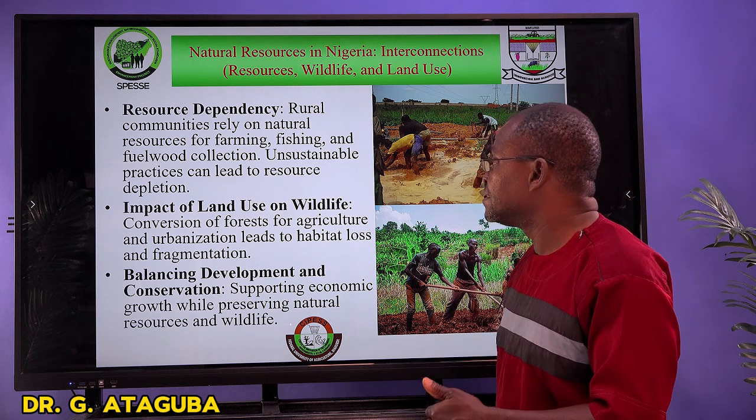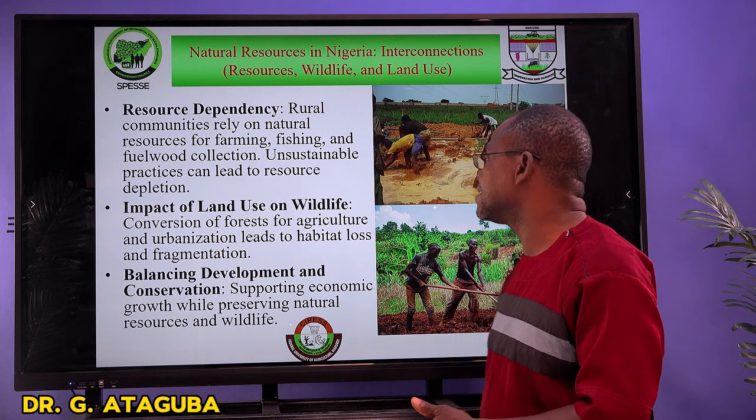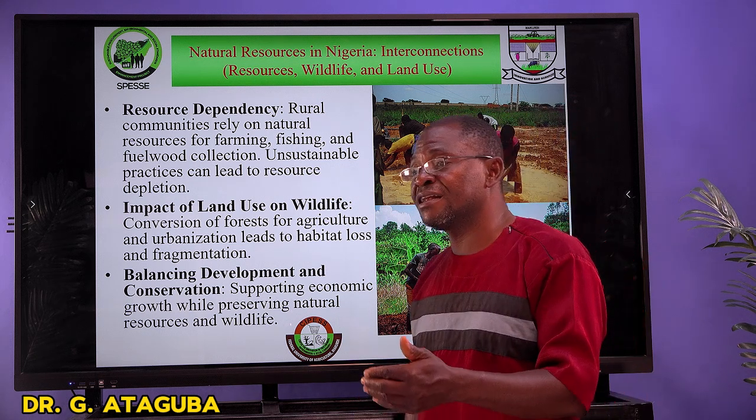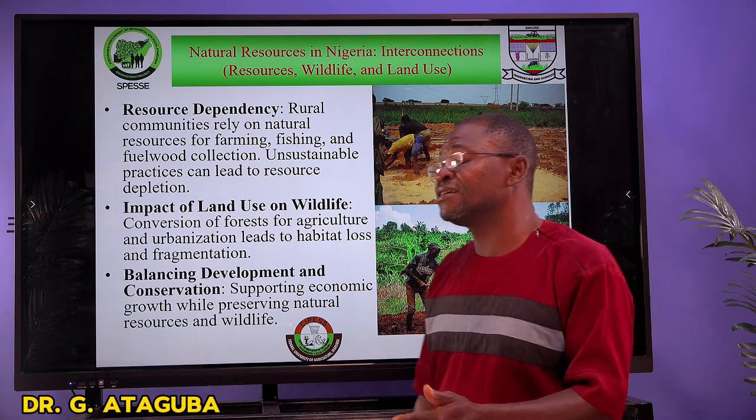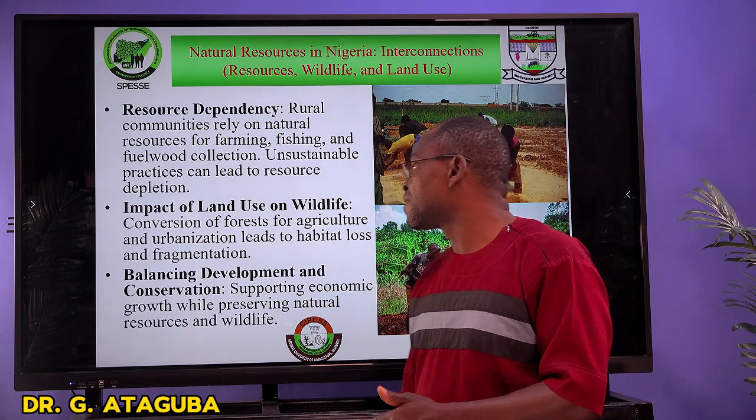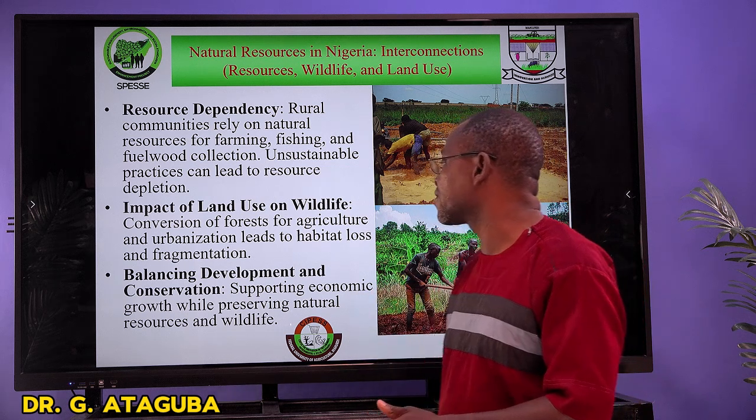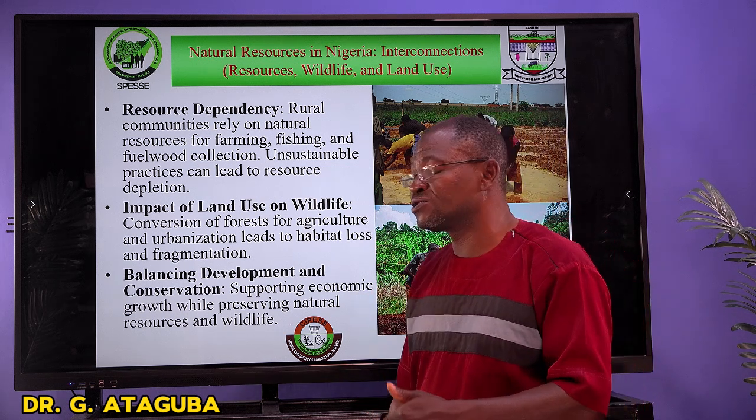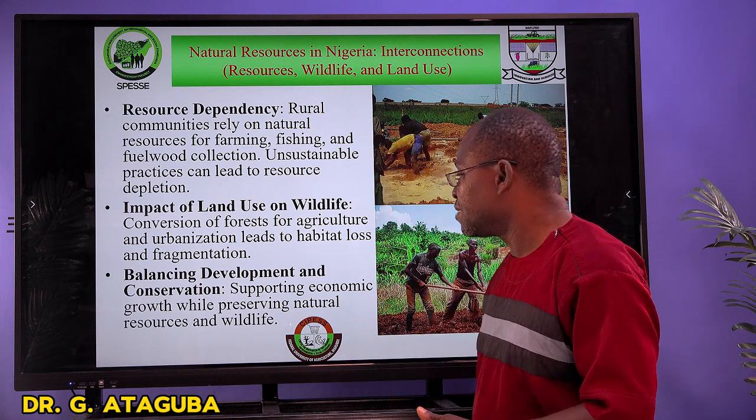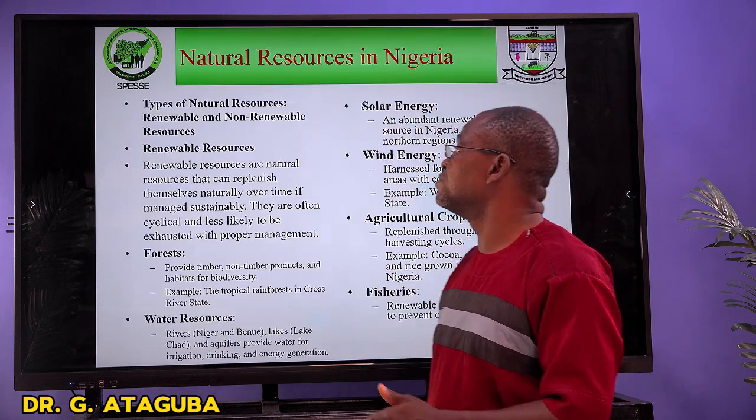Natural resource extraction also affects wildlife, because when we change the land use, we affect the natural environment where the wildlife would thrive. So there's always a considerable conversion of forests for agricultural purposes, and this has led to loss of habitat as well as fragmentation. So we need to balance development and conservation as we move forward.